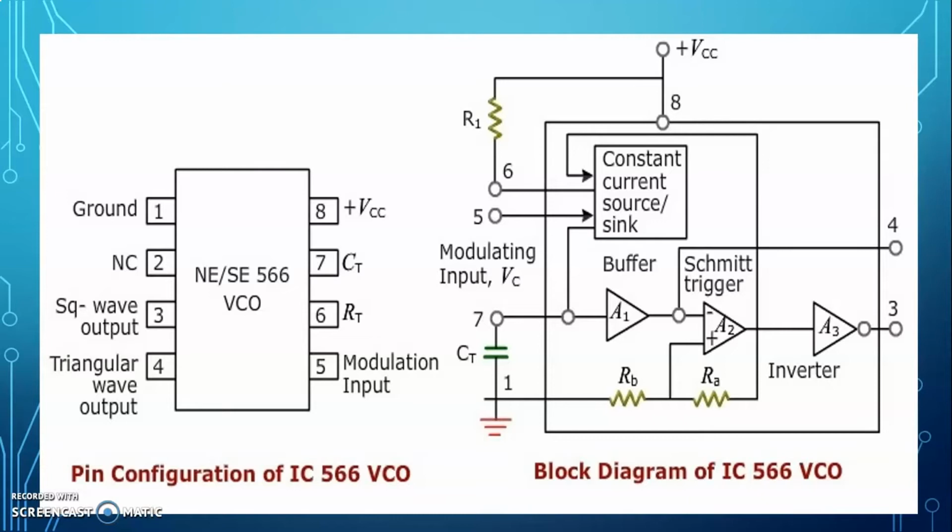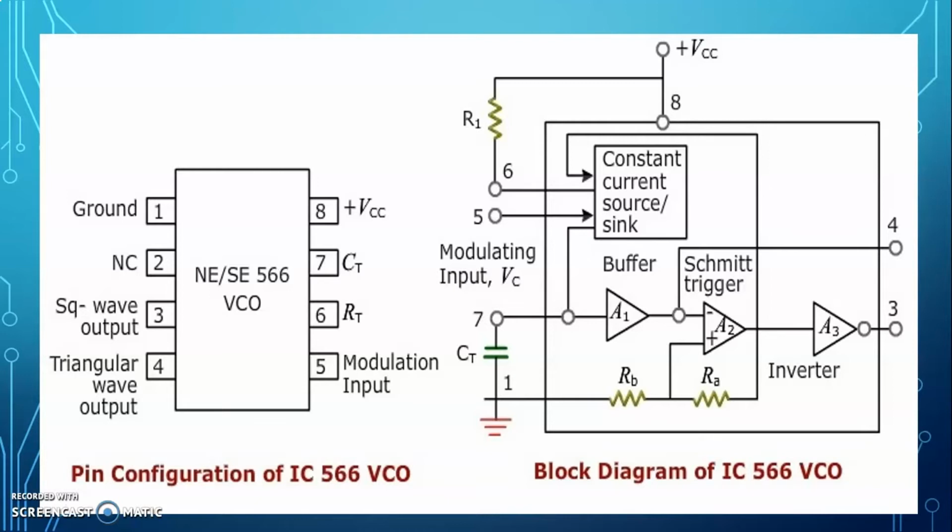The modulating input, resistor R1 and Schmitt trigger output are connected to the input of the constant current source. By varying the modulating input voltage and the external resistor R1, the constant current source current can be controlled.